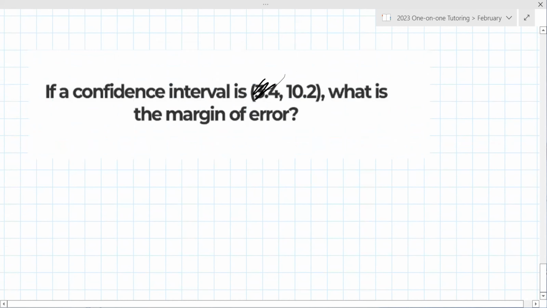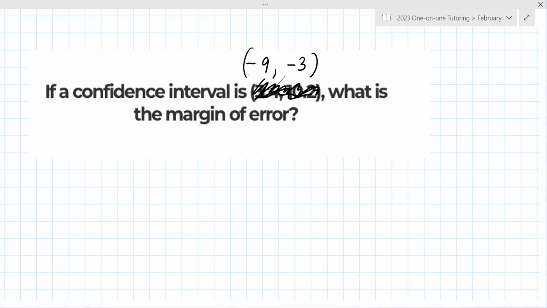Okay, now, I'm not saying you'll get this, but you could get negative numbers. You could get -9 to -3. Depending on what you're doing, this is totally reasonable. Your widths, just like your lengths, they're always positive. Your margin of error will be positive. So give this a try, see what you come up with.